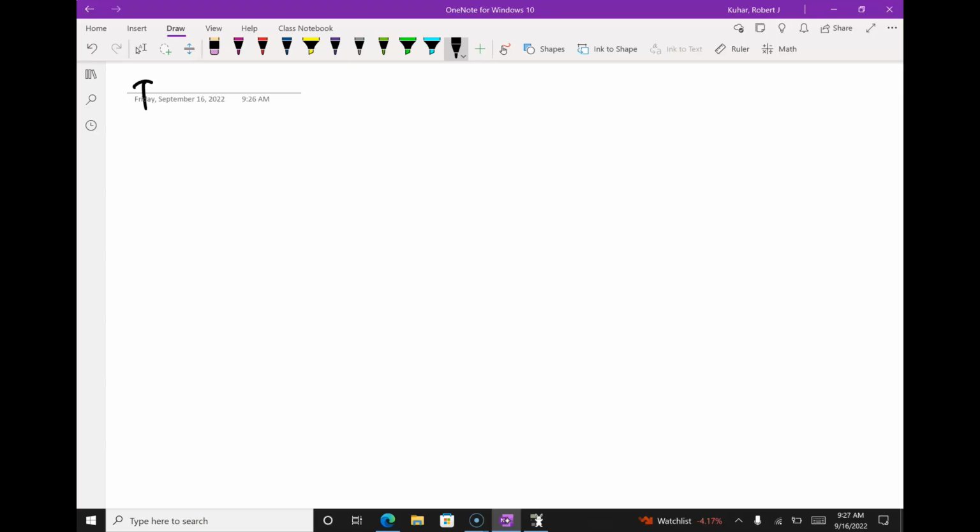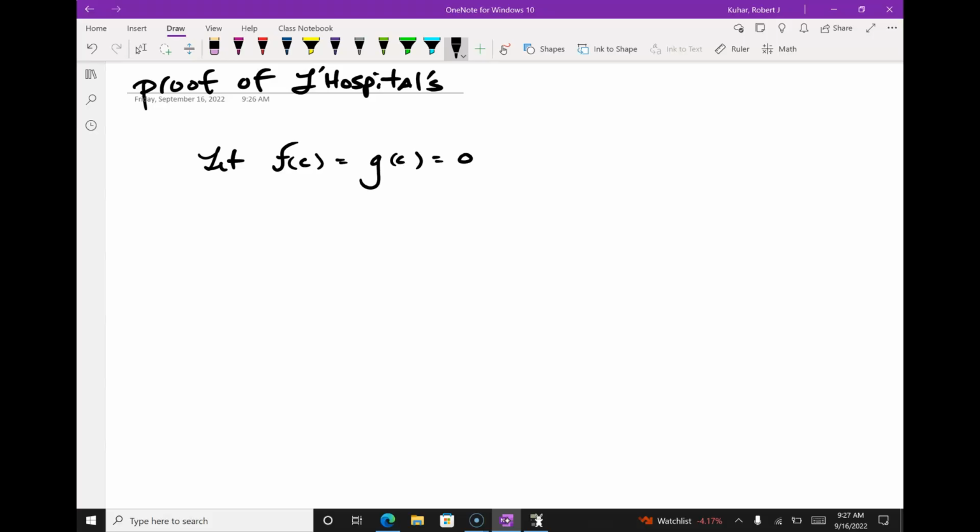So this is a proof of L'Hopital's. You'll see it looks kind of like hospital. And there's a couple of spellings. It could be just HOP instead of HOSP, but who cares? The guy's dead anyway, right? So let f of c equal g of c equals 0. Let me get a 0 over 0, because that's what I want to happen, right?